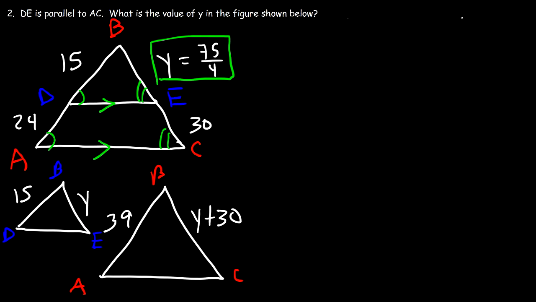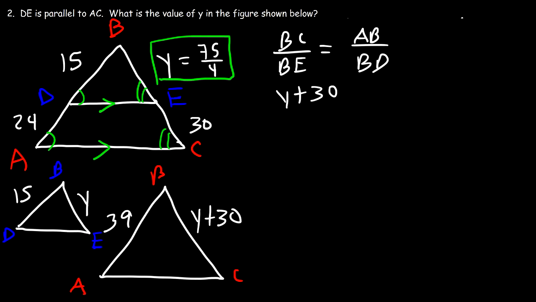So let's set up a proportion. The ratio of these two sides, that's BC to BE, is going to equal the ratio of these two sides, which is AB to BD. BC is y plus 30, BE is y, AB is 39, and BD is 15.